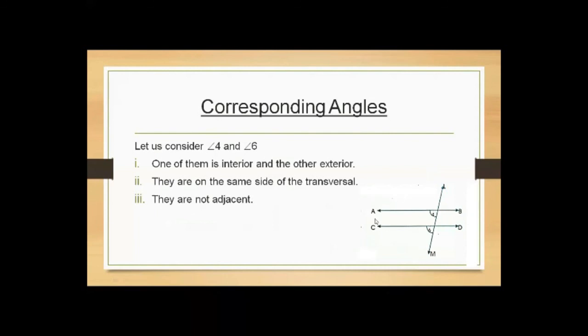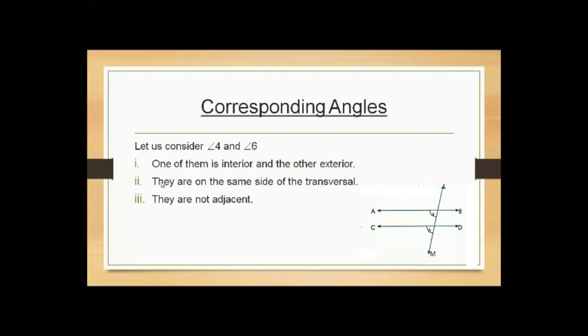Now here we have two parallel lines and one transversal line. Here we have angle 4 and here we have angle 6. Now the first point is one of them is interior and the other is exterior. Here we have 4 is the interior angle and 6 is the exterior angle.